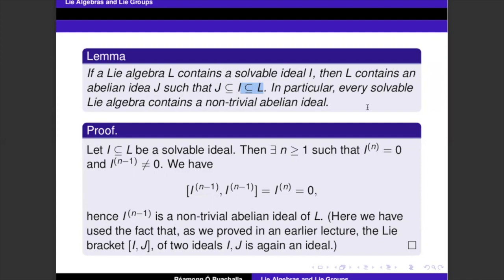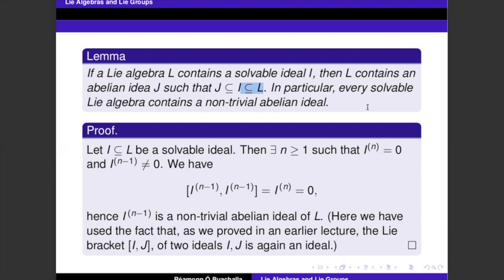How do we show that? Well, we're just going to use the definition of solvable. We're going to take the derived series. So if we let I be a solvable ideal, then there will exist an n greater than 1, such that I^(n), the n-th derived term, is equal to 0, and I^(n-1) is non-zero.